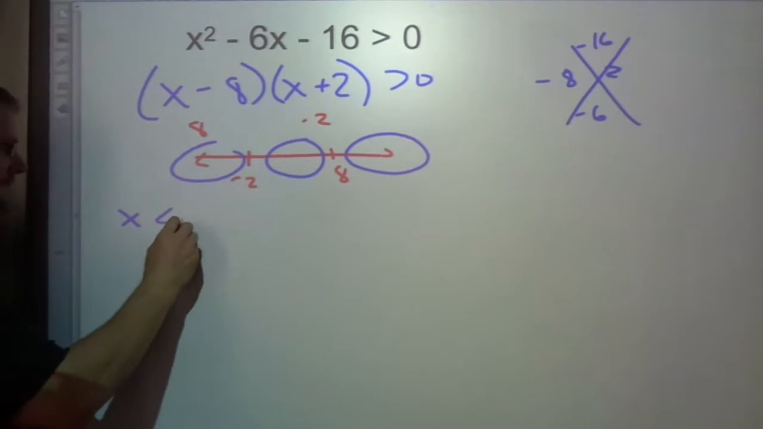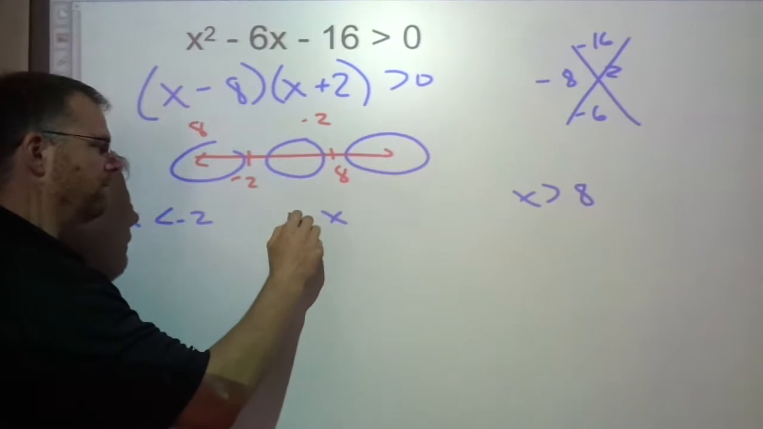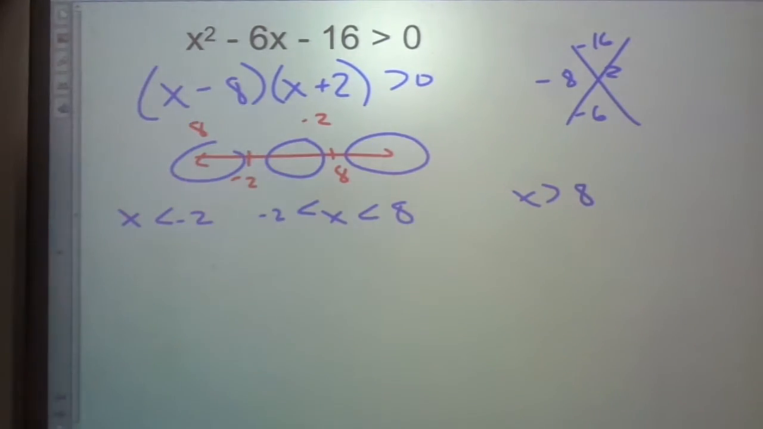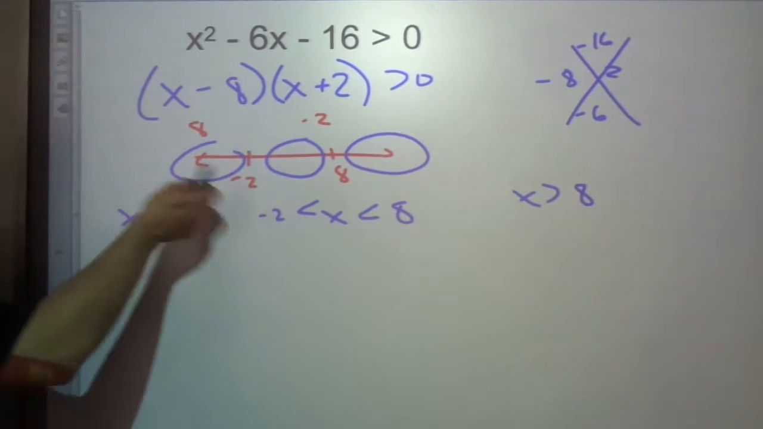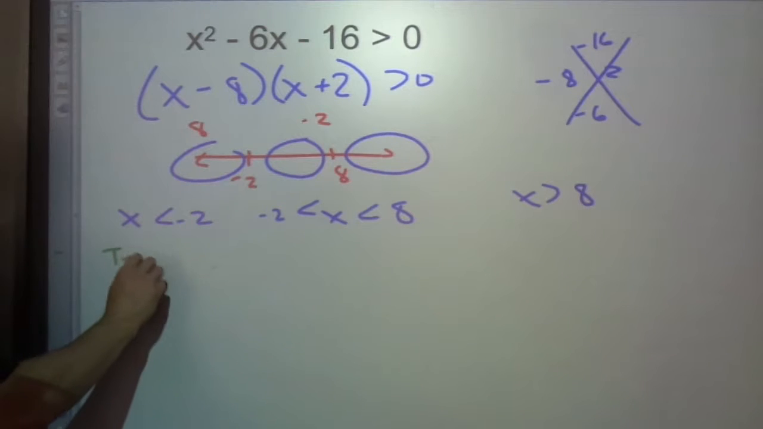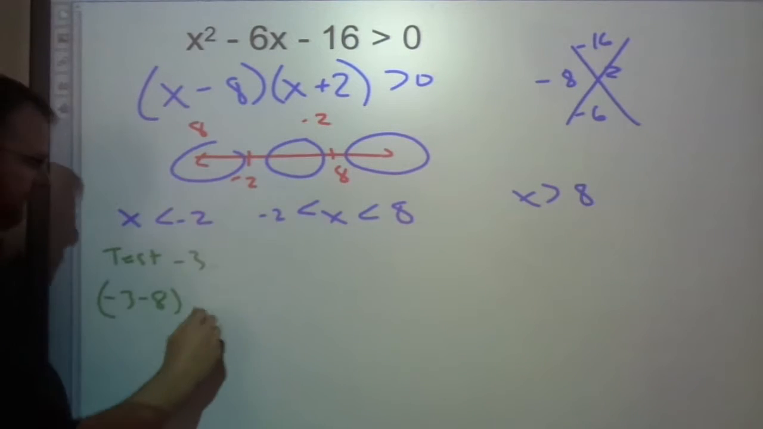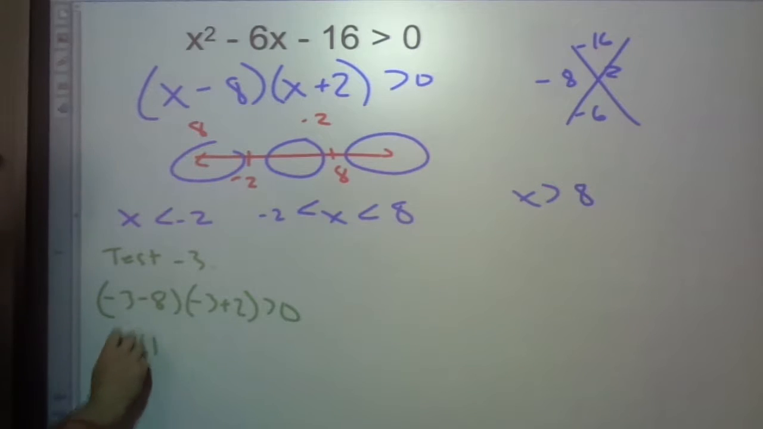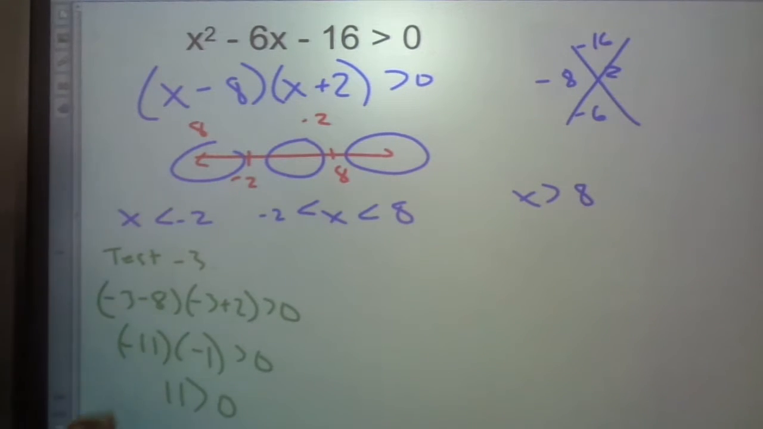So let's go less than negative 2. Let's go greater than 8. And let's go in between. Something like this. So my less than negative 2, I pick a number. Let's pick negative 3. So negative 3 minus 8. Negative 3 plus 2. That's negative 11. This is negative 1. That makes 11. Oh, look, that's greater than 0.